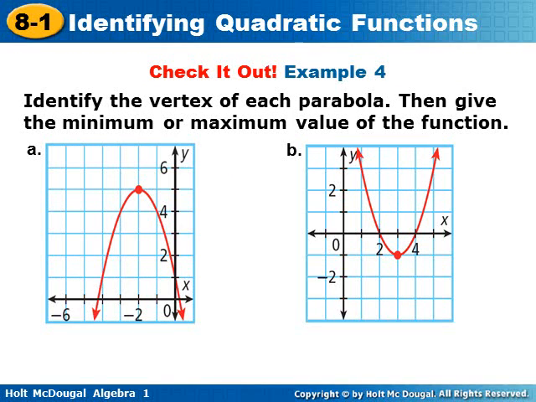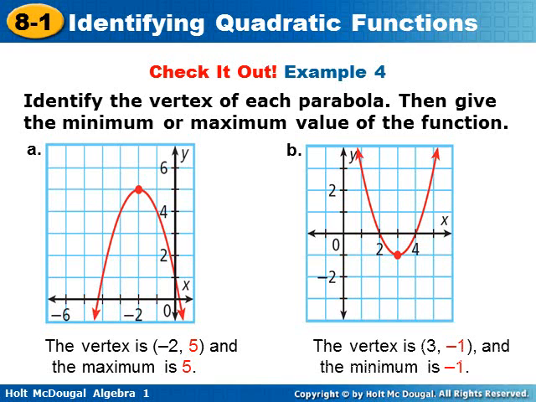Identify the vertex of each parabola, then give the minimum or maximum value of the function. So you can try a and b on your own and then check back for your answer. For a, the parabola is opening downward, or frowning, so it's going to be a maximum vertex. The vertex is equal to negative 2, 5, and the y value of the vertex is 5, so it's a maximum of 5. For b, the parabola opens upward, or smiles, so the vertex is a minimum. The vertex is 3, negative 1, so the minimum is equal to the y value, which is negative 1.